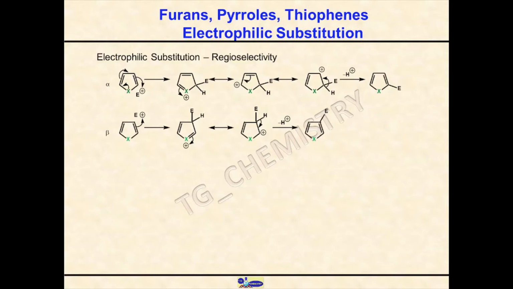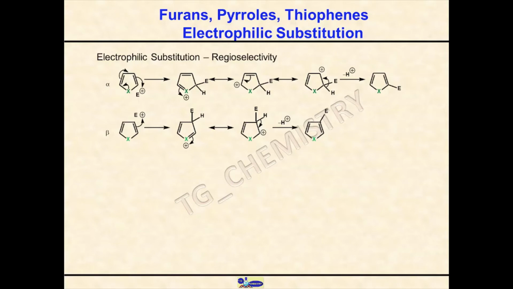Now coming to the electrophilic substitution reactions of these heterocycles: furan, pyrrole, and thiophene. I have said in the beginning that the alpha positions and the beta positions are there. So the concern is which position should be more favorable for electrophilic substitution and how the regioselectivity will be assigned. Here you can see the electrophilic addition at both alpha and beta positions, and the resonating structures are shown over here, and also the final structure on the extreme right-hand side, where the electrophile has been introduced at the alpha position, and also at the beta position.